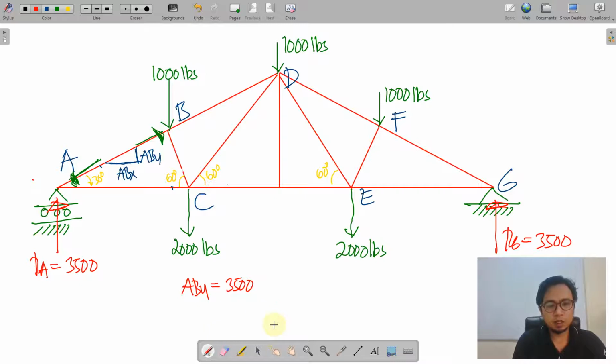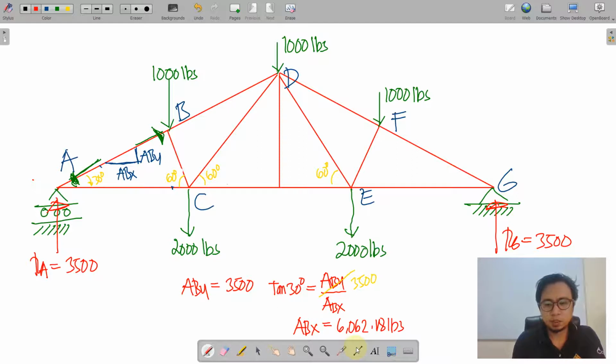So knowing that, we can also obtain ABX because we have the slope. We'll just write tangent function. Tangent 30 is equal to ABY all over ABX. We set ABY equal to 3,500. Therefore, ABX is equal to 6,062.18 pounds.